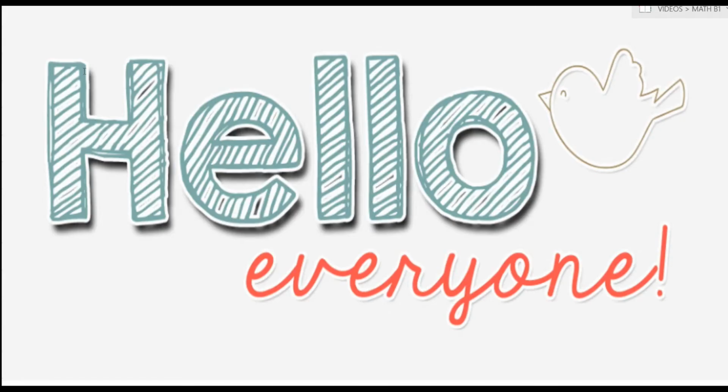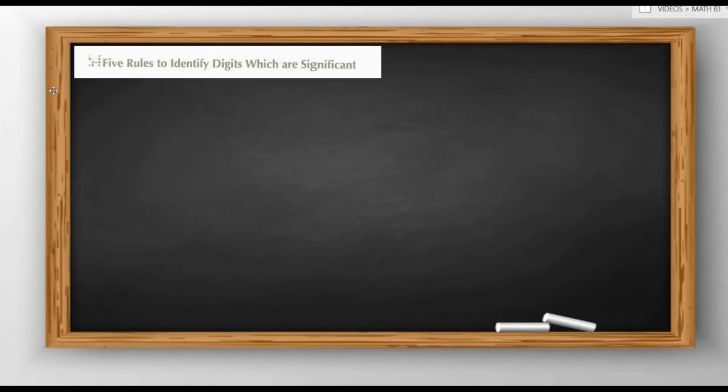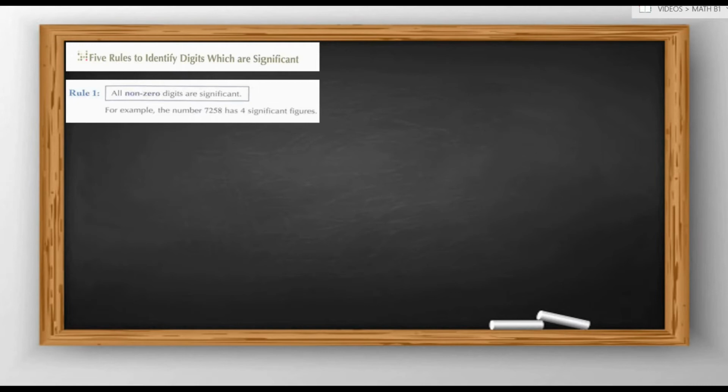So in today's class, we will be discussing significant figures. First of all, there are 5 rules to identify digits which are significant. The first rule is that all non-zero digits are significant, which means that all the numbers that are not zero are significant. For example, the number 7258 has 4 significant figures.